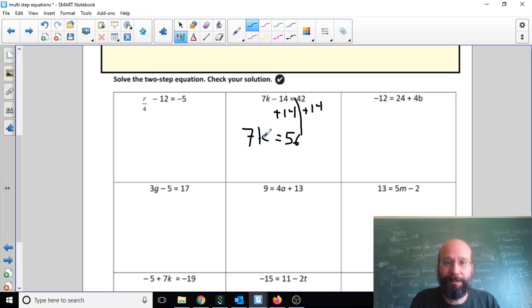And now since we see this multiplication, remember two things next to each other is multiplication. Do the opposite, which is division. So we're going to divide the 7 out because we're solving for k. So 7 divided by 7 is 1k, we can just write k. And 56 divided by 7 is 8. So k equals 8.